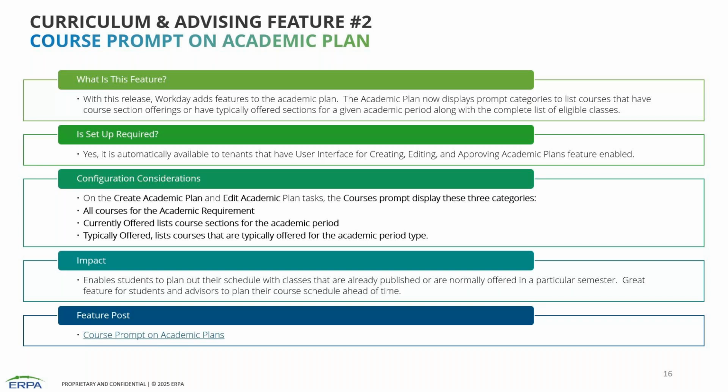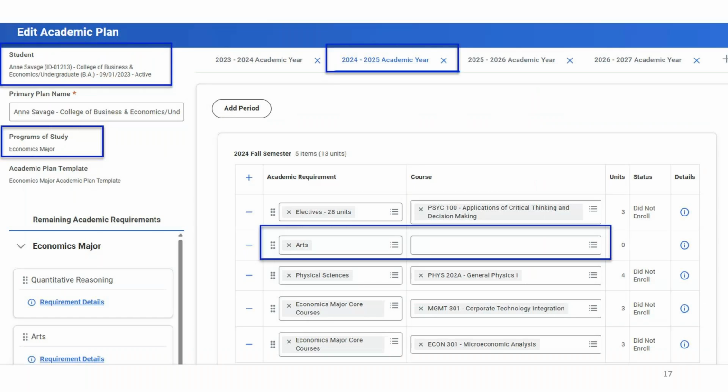This is kind of exciting for students and advisors as the academic plan now displays prompt categories to list courses that have a course section offered or have a typical offered section given in an academic period. This is automatically available to tenants that have the user interface and creating, editing, and approving academic plan features enabled. Let's see what this looks like.